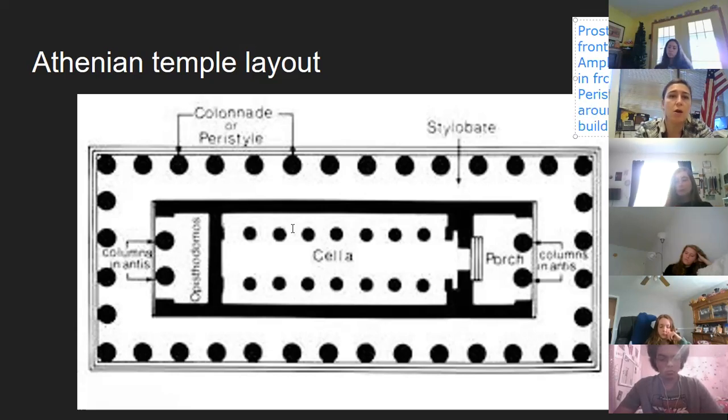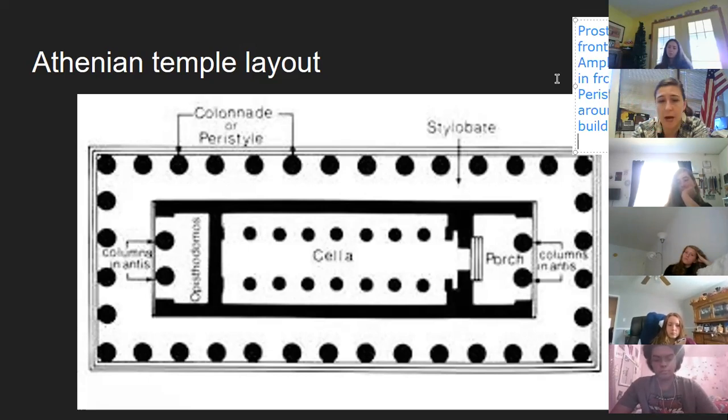And I want you guys to know that, because we are going to keep talking about it, because we'll keep seeing buildings that are peristyle or amphistyle. The Parthenon is a peristyle building, so it has columns all the way around. And so you see a lot of buildings at that same time in Greece that are also peristyle.